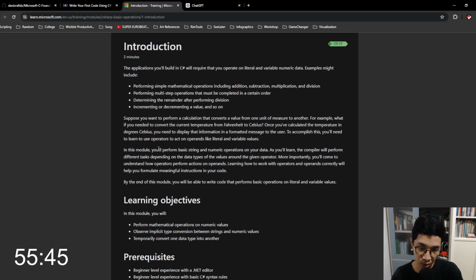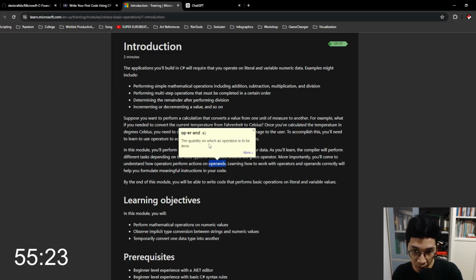In this module you'll perform basic string and numeric operations on your data. As you will learn, the compiler will perform different tasks depending on the data types of the values around the given operator. More importantly, you will come to understand how operators perform actions on operands.